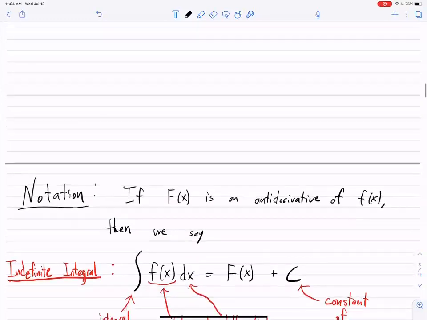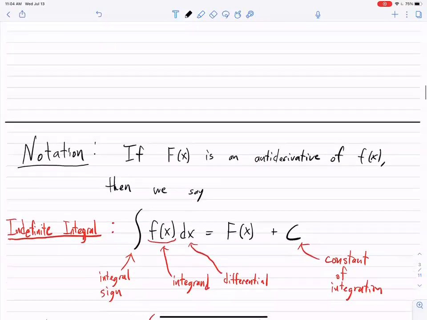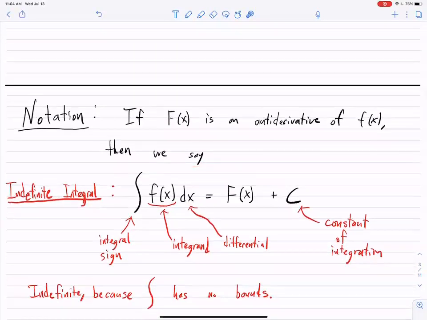And so let's talk about some notation. If capital F of x is an antiderivative of little f of x, then we say the following. The integral, which is an elongated s, of f of x dx is equal to capital F of x plus c.